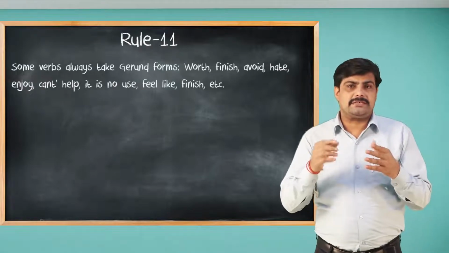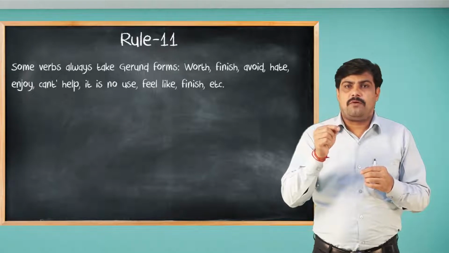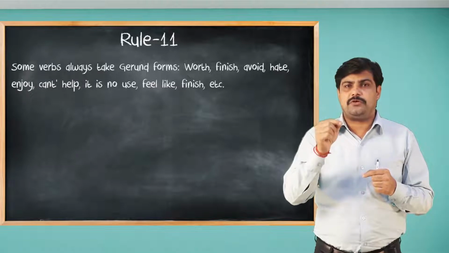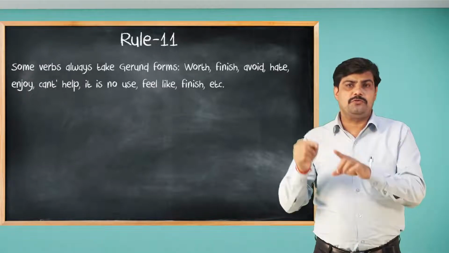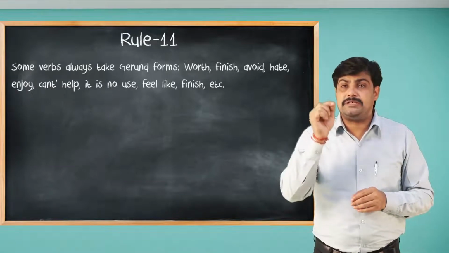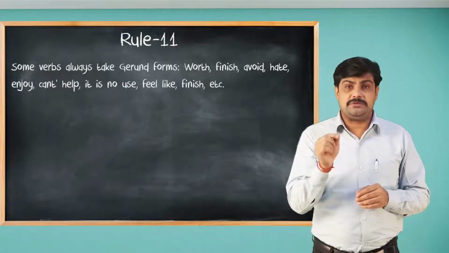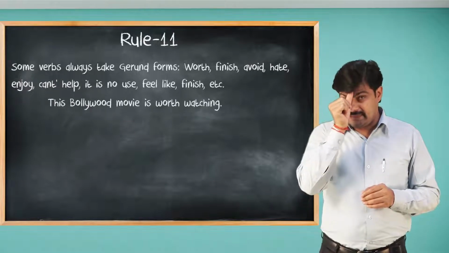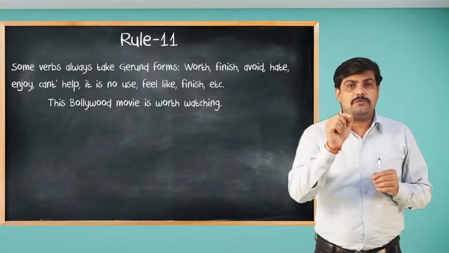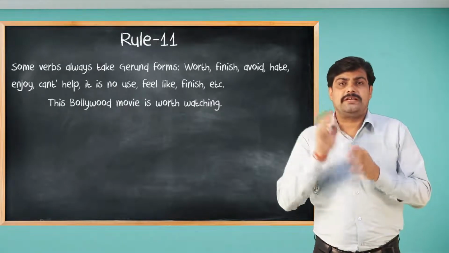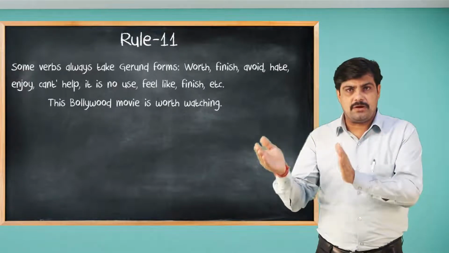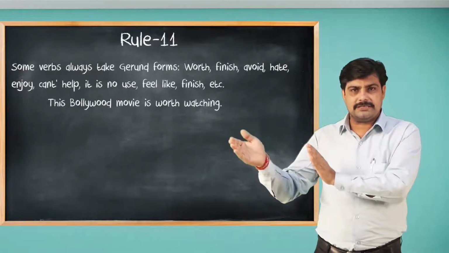Some verbs take gerund form like worth, finish, avoid, hate, enjoy, can't help, it is no use, feel like, etc. They always require a gerund form. So gerund is used. For example, the very first sentence you see on the screen is, the Bollywood movie is worth watching. Now just after worth we have used a gerund, watching, verb plus ing.